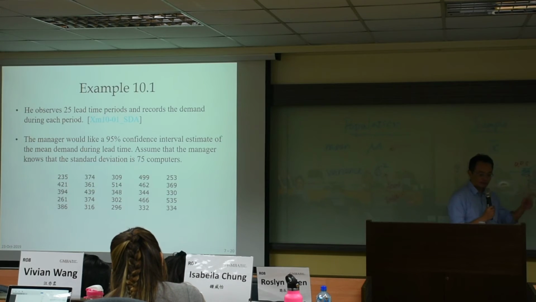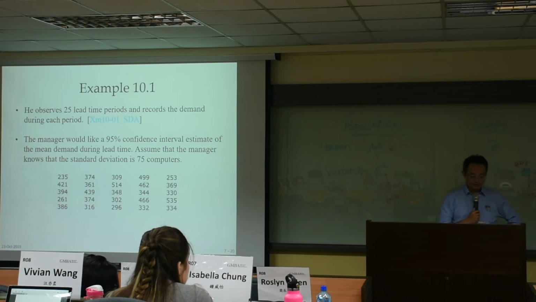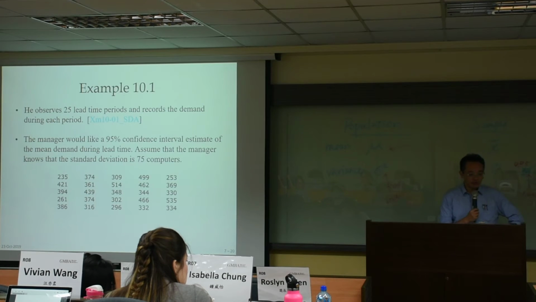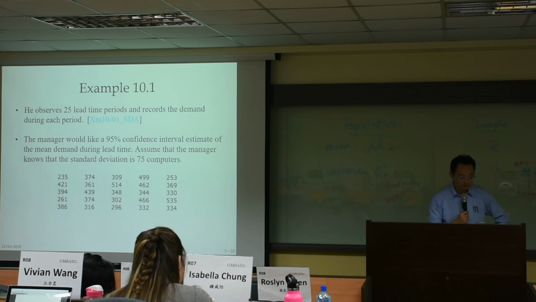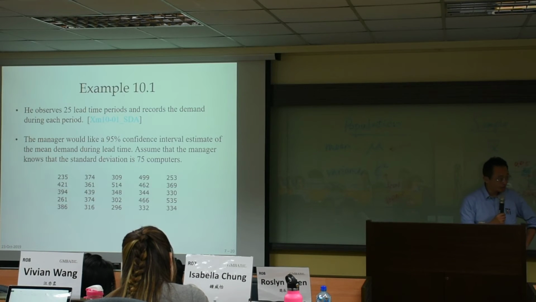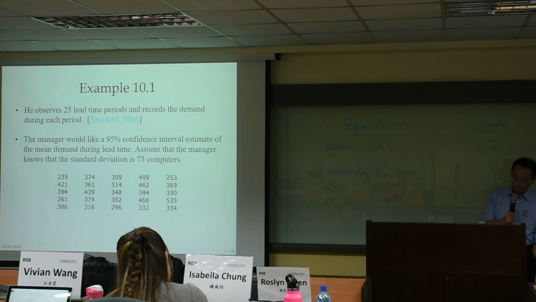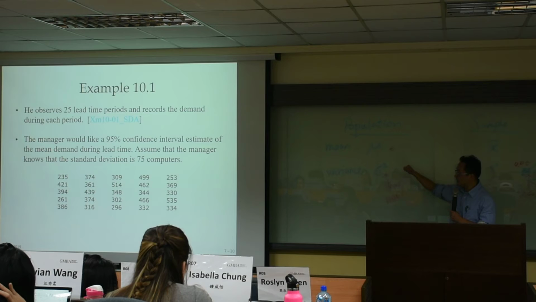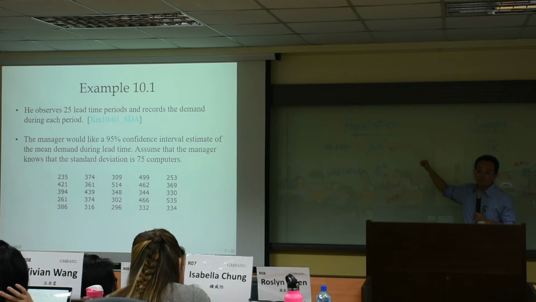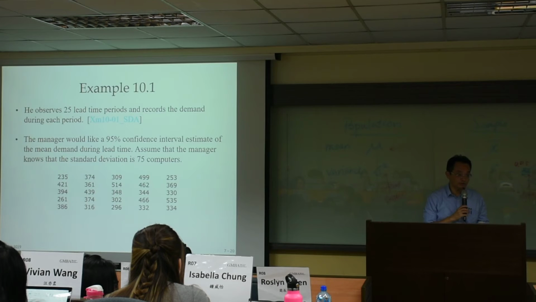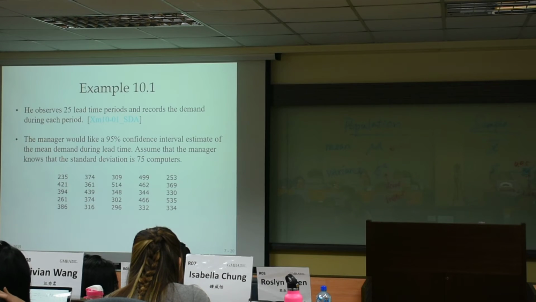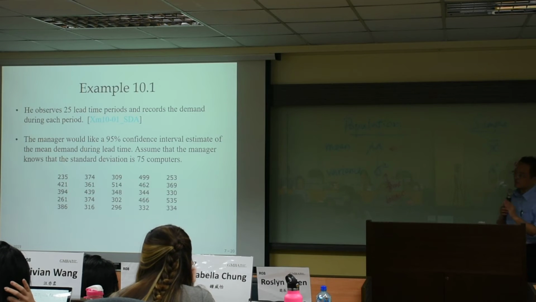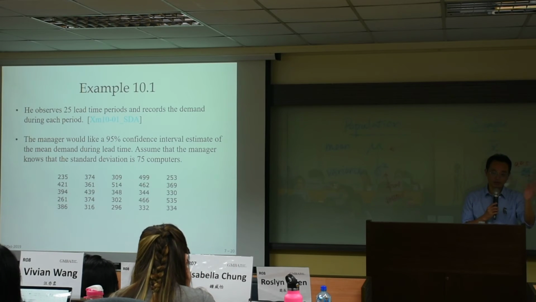So we have the data set, XM1001 SDA. We can download it from Gmba. The manager would like to have a 95% confidence interval estimate of the mean demand during lead time. Assume that the manager knows that the standard deviation is 75 computers. So 75 is the known fixed population standard deviation. And these are the 25 observations of the mean demand during the lead time.